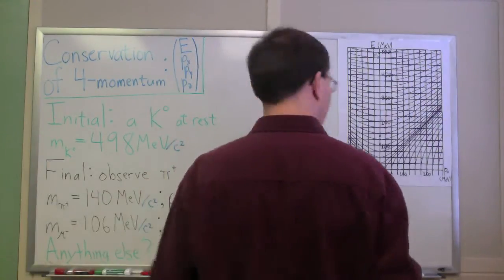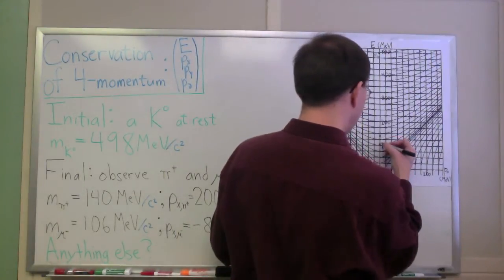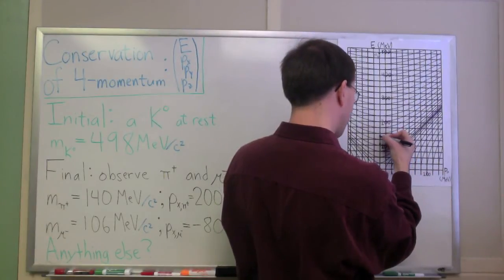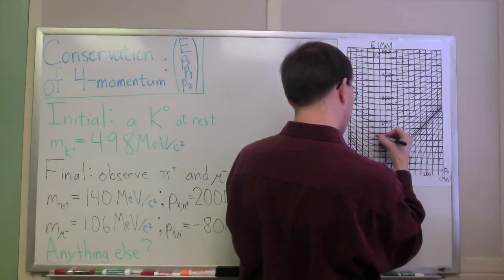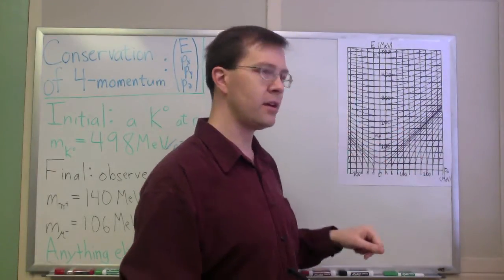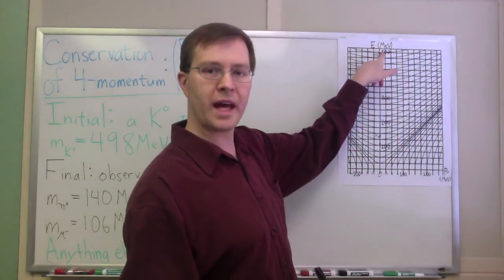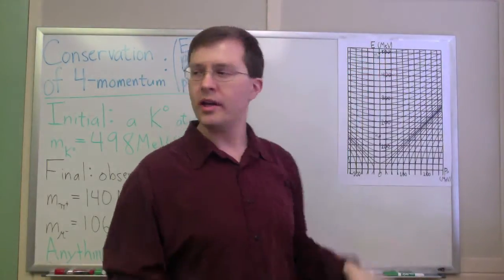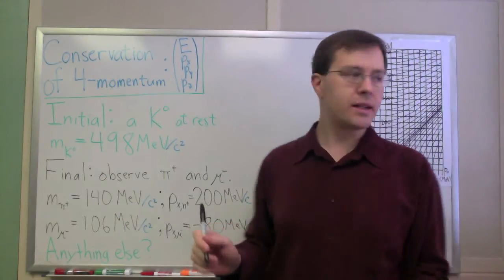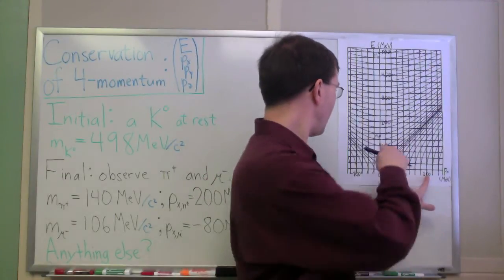Next, I've got a pion with a mass of 140 MeV. So I'm going to mark here. These boxes are each 25, so 100, 125, 150, 140 is going to be here. Here is the mass of my pion, sitting right there at 140 MeV. Problem is, that's just the mass of the pion. The kaon was sitting still, so that's where its four-momentum is, right up there. Here, my pion has a momentum of 200 MeV. That means it's going to be at the 200 MeV point and a mass of 140 MeV.